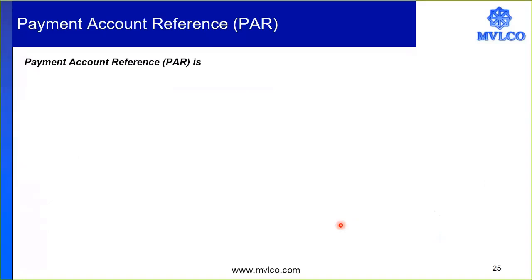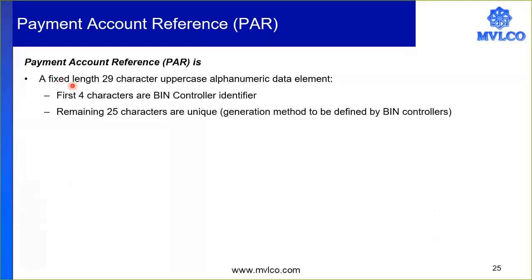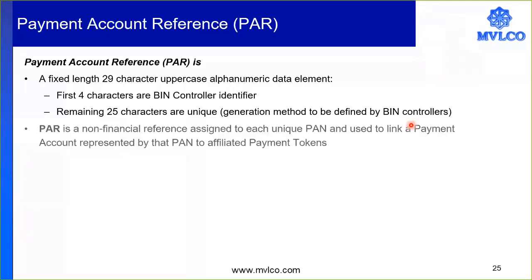Now let us understand what is this payment account reference. It is going to be a fixed length 29 character uppercase alphanumeric data element. The first 4 characters are the BIN controller identifier and the remaining 25 characters are unique. So how do we then calculate these 25 characters? This method is dependent upon the BIN controllers. They are required to tell how this PAR data should be populated. And as I said, it should be populated or computed in such a manner that it should not be reverse engineered to the original PAN. That is the whole idea.